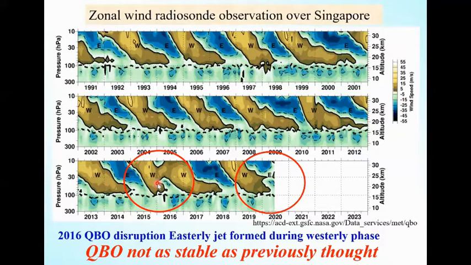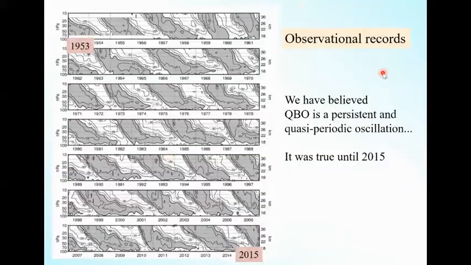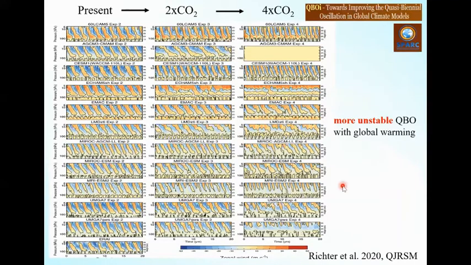In 2016, we saw the first QBO disruption here. That is, an easterly jet formed during the westerly phase. This is not the QBO which was explained by the one-dimensional theory of gravity waves. So we were very surprised to see this figure for the first time, and now we know the reasons. But as we projected, the QBO becomes more unstable in the global warming climate.